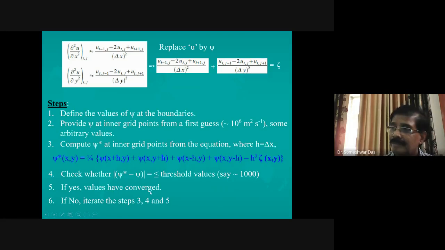Okay. So this is how to compute the stream function. Just try, make an attempt yourself, by coding.